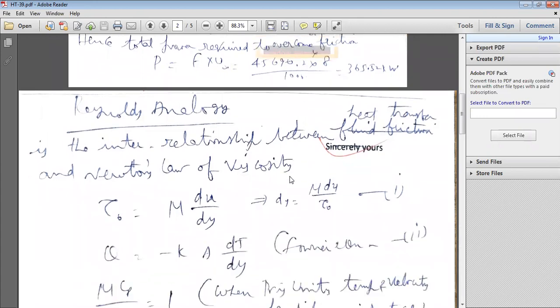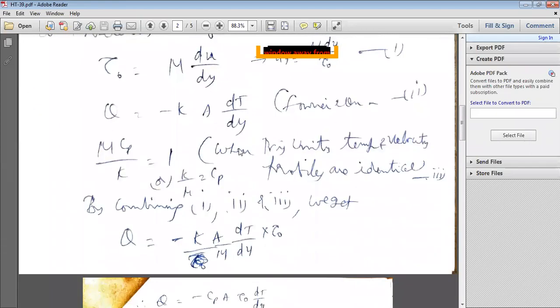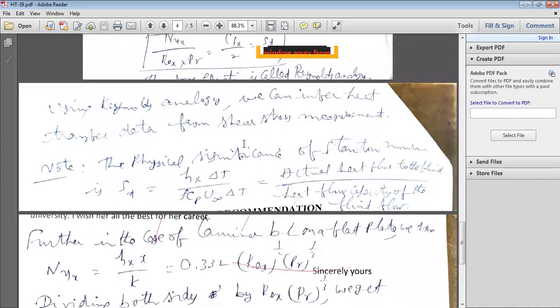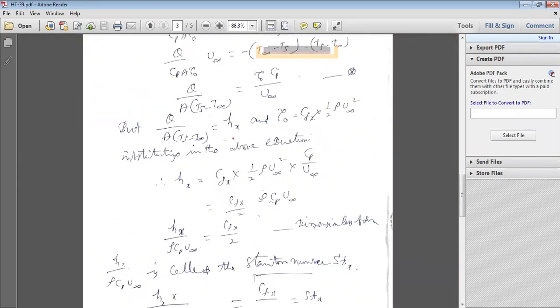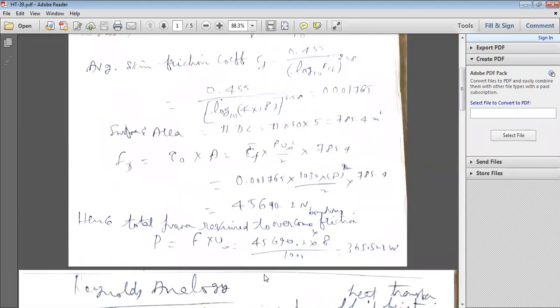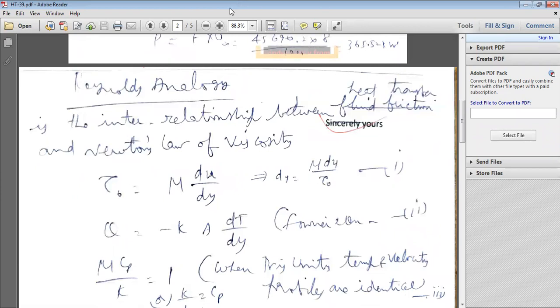Now in this, some exams ask what is Reynolds analogy, what is Colburn analogy. In the textbooks, if you read them, you may observe what is Reynolds analogy, what is Colburn's analogy. First we'll discuss what is Reynolds analogy.